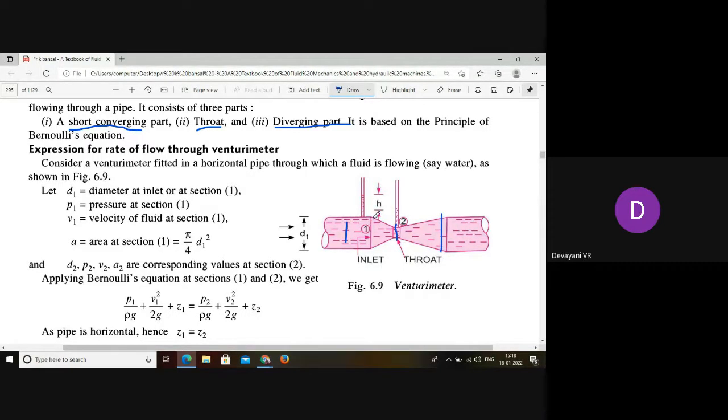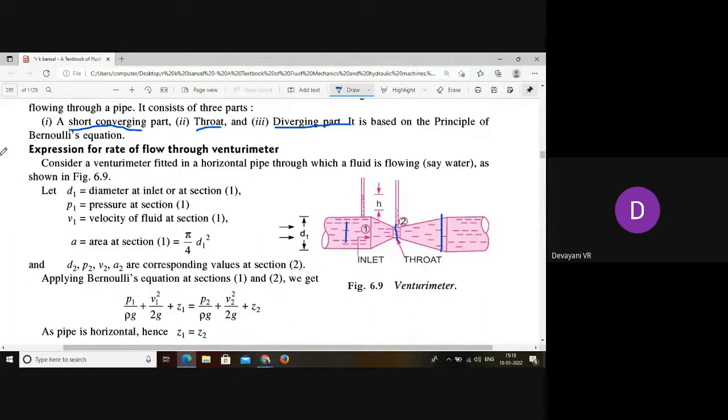So consider at the inlet, this is the first section, and at the throat, consider this is the second section, and insert two pitot tubes or two piezometers at the inlet at section 1, and at the throat, that is at section 2. So this is the piezometer which was inserted at section 1, and this is the piezometer which was inserted at section 2. The pressure head difference between these two piezometers will be H, and the diameter at the inlet is D1, and the diameter at the throat is D2.